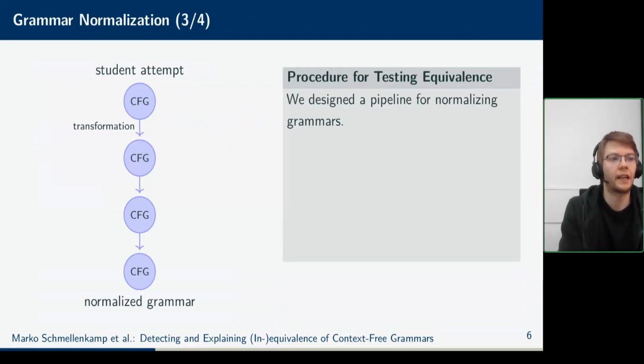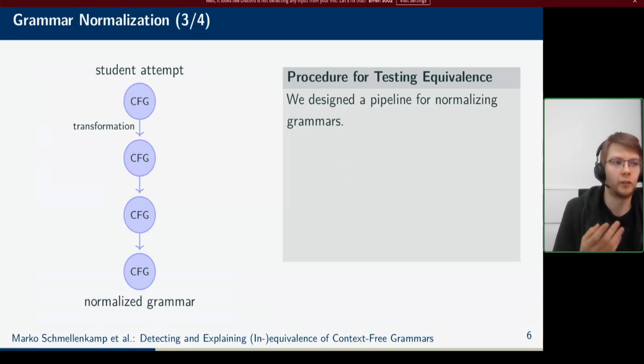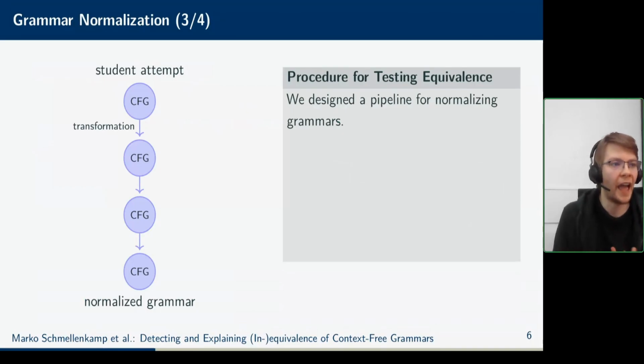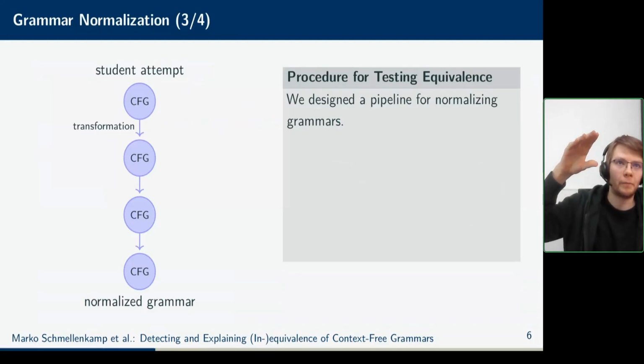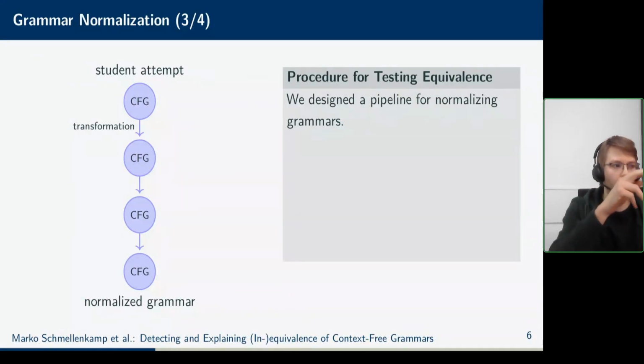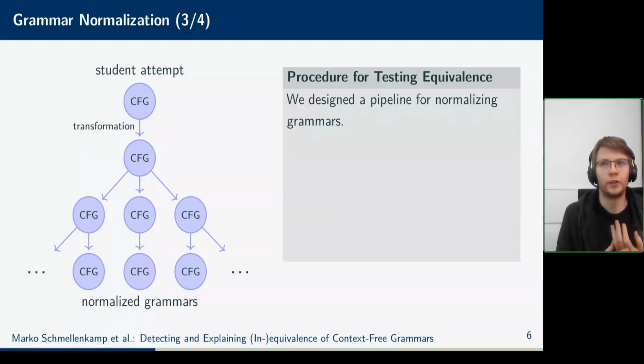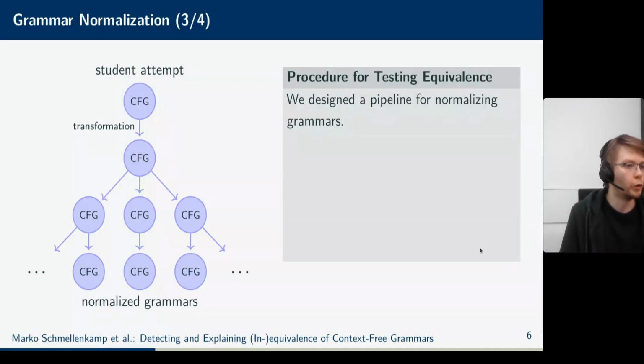Now, for testing equivalence, our procedure is to design a pipeline for normalizing grammars, which pipelines all these transformations together. They don't have to be linear; the result can also be multiple grammars, because the application of a transformation can be non-deterministic.